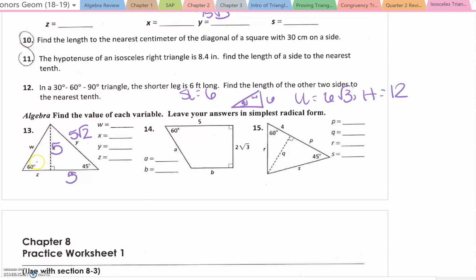The hard part is now, once you realize that this is across from 60, you now need to divide 5 by root 3 because you have the long leg. You have the long leg, divide by root 3. You can't actually do this, so rationalize: 5 root 3 over 3. This is the short leg, or z. You want the hypotenuse. Multiply this by 2. The hypotenuse is 10 root 3 over 3.